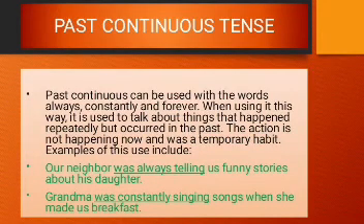Past continuous tense can also be used with the words always, constantly, and forever. When using it this way, it is used to talk about things that happened repeatedly in the past. The action is not happening now and was a temporary habit. Let's take an example. Our neighbor was always telling us funny stories about his daughter. Another example, Grandma was constantly singing songs when she made us breakfast.